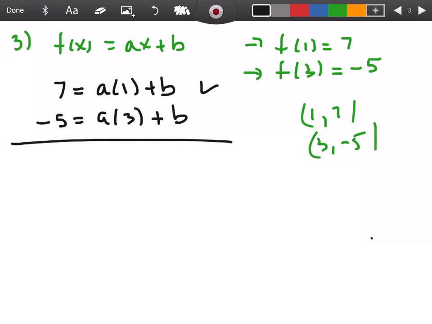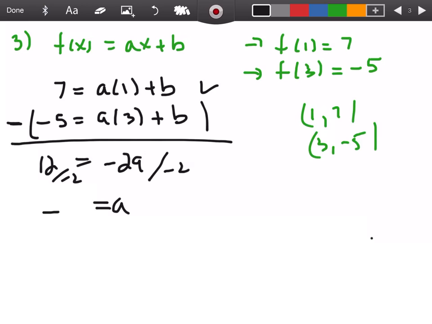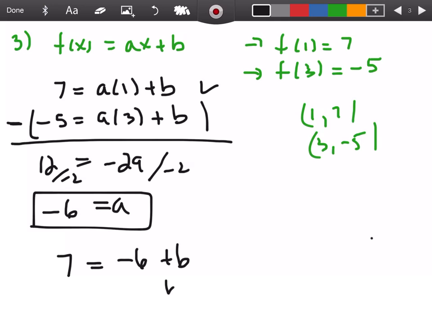I'm going to basically subtract the whole bottom from the top. So that negative will go here, that'd be positive, so that becomes 12. That would be -3a and positive a, so -2a. And the b's are going to cross off. So I know right away, dividing both sides by -2, a is going to be -6. And then once I get a, I can find b, because 7 equals -6 plus b. So b has to equal 13. It wanted me to find a and b, so a is -6, b is 13.